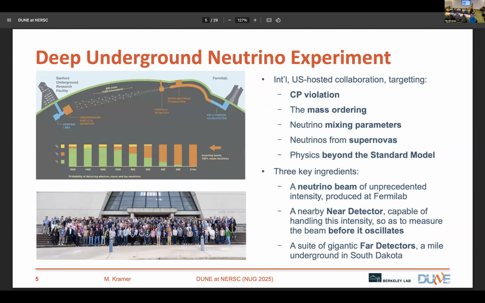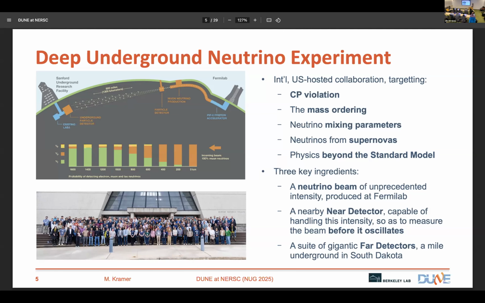So anyway, DUNE, I'll finally talk about DUNE now, is an international but US hosted experiment that aims mainly for CP violation and the mass ordering, like I just mentioned. It also wants to get better precision on the mixing parameters. It wants to hopefully observe neutrinos from a supernova if we're lucky, and also just search for general signatures of physics beyond the standard model.